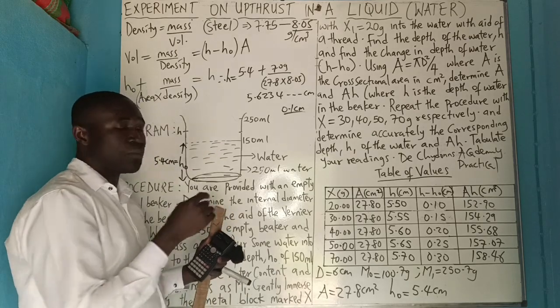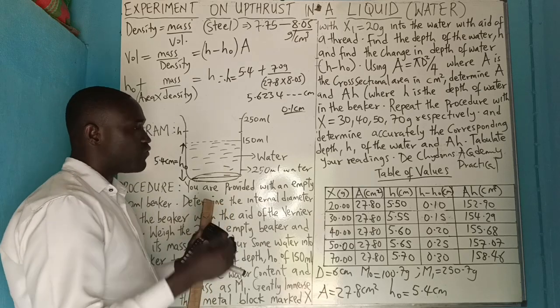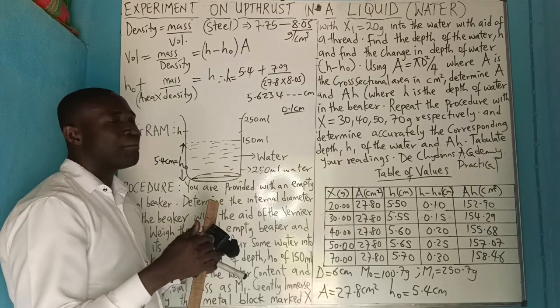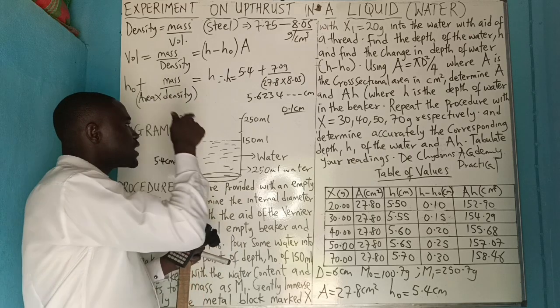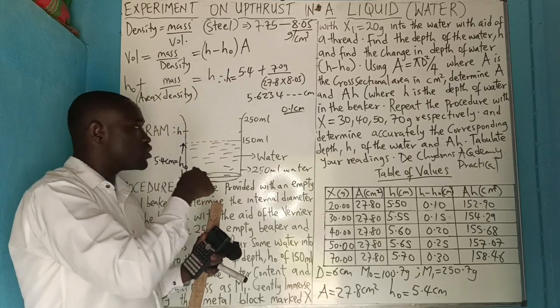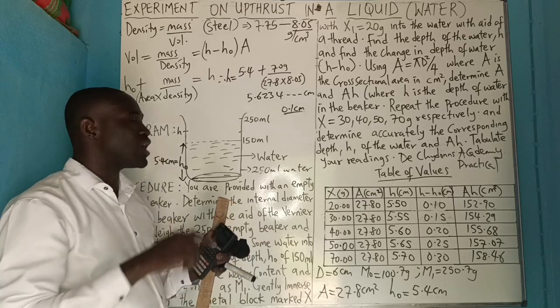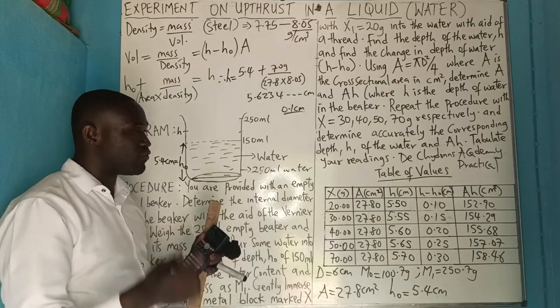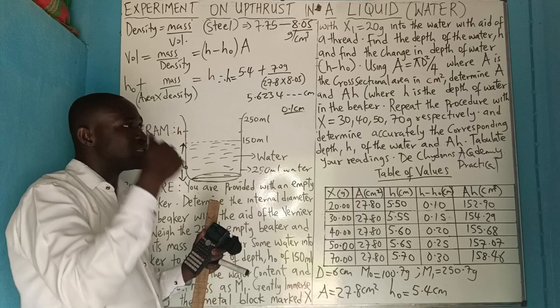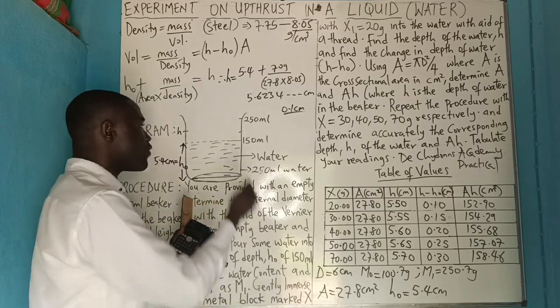So error due to parallax is avoided or taken care of by taking my reading vertically downwards on the meter rule. You say the error you tried to avoid, and how you avoided it, by taking my reading vertically downwards on the meter rule.